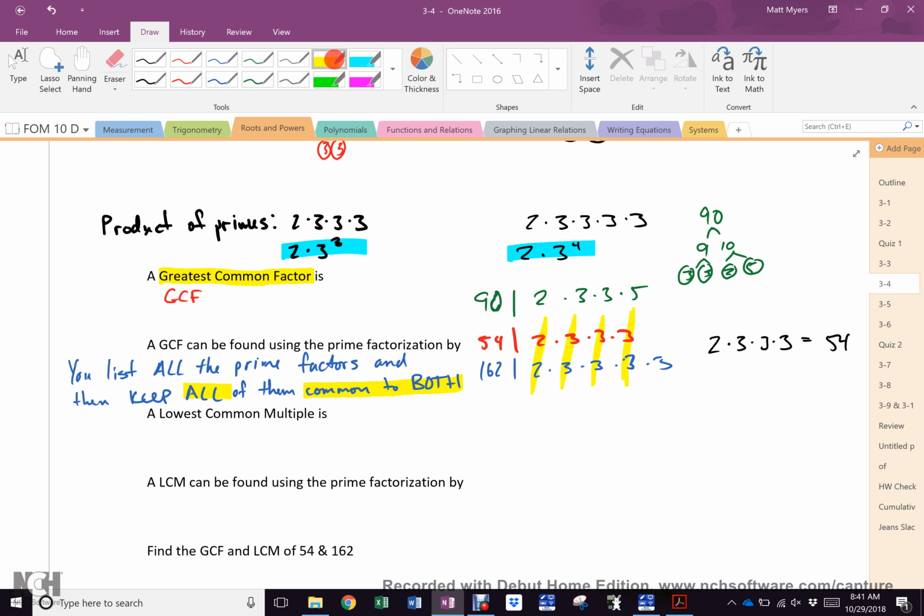What's common to all three? 2, 3, 3, right? 5 and 3 are not. So these are not common, yes? So if I add 90 to this list, it's only 2 times 3 times 3, right? Which is 18. Does everybody understand? Yes. Because 5 was not common to all three of them, and 3 was not common to all three of them, we leave them out. Is everybody good? Awesome.